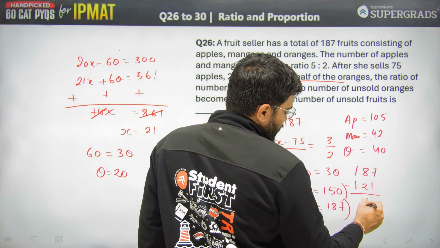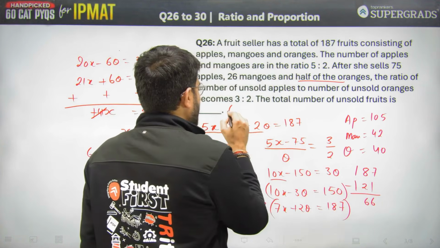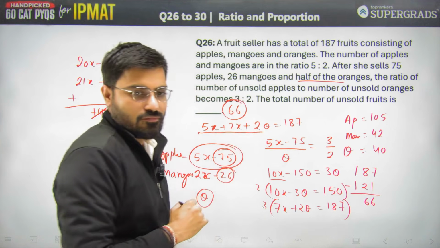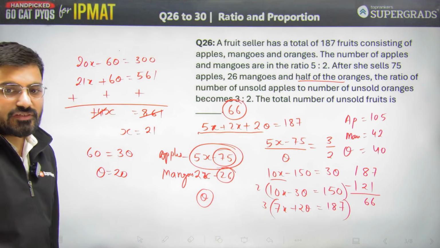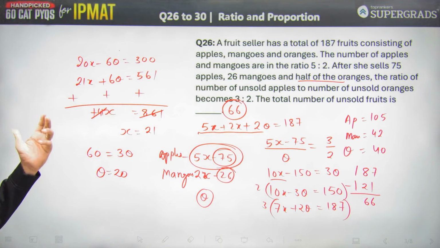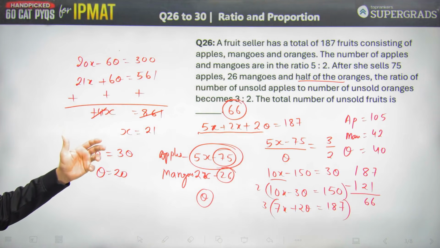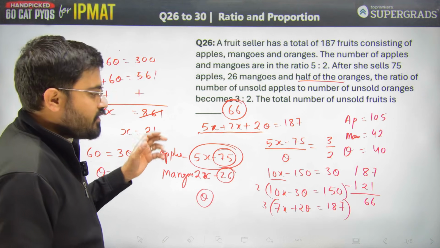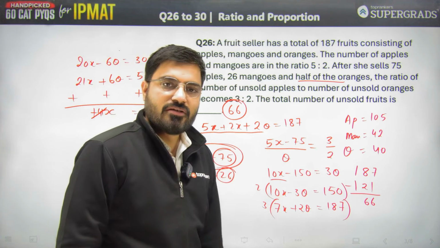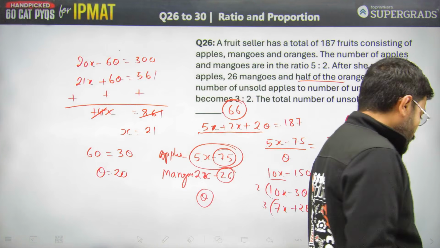We are left with 66 fruits. So the answer is 66. This is an actual CAT question given on the theme of ratios. You just apply the logic, make the equation and get the answer. With this, let's proceed to the next question.